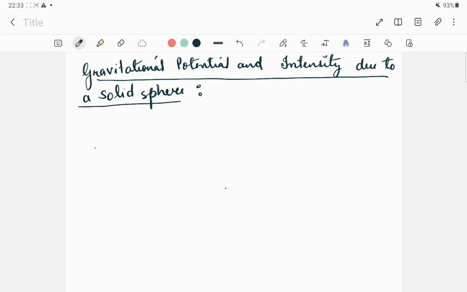Hello dear students, today we will be deriving the gravitational potential and intensity due to a solid sphere for two different cases. As we have already finished the derivation for a spherical shell, we will apply some of the concepts in this case.